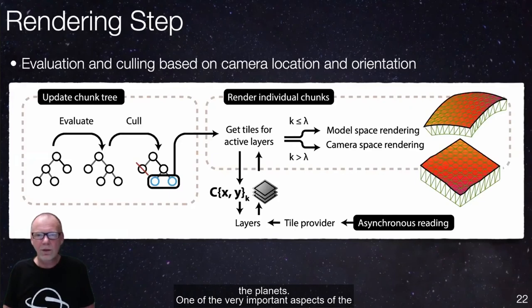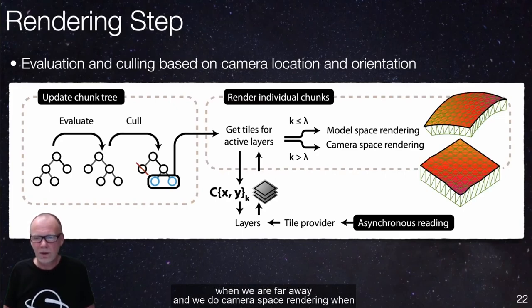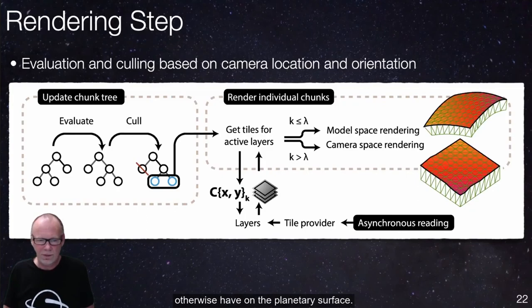One of the very important aspects of the globe browsing system is the way that we are adjusting the rendering depending on how close to the planetary surface we are, to avoid inaccuracies in the rendering. So we are doing model space rendering when we are far away, and we do camera space rendering when we're getting closer to the surface to avoid jittering that we would otherwise have on the planetary surface.